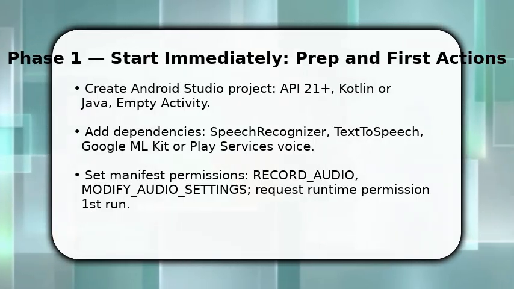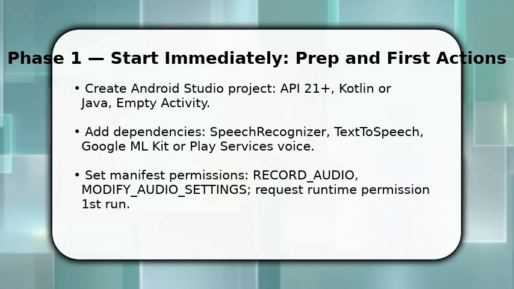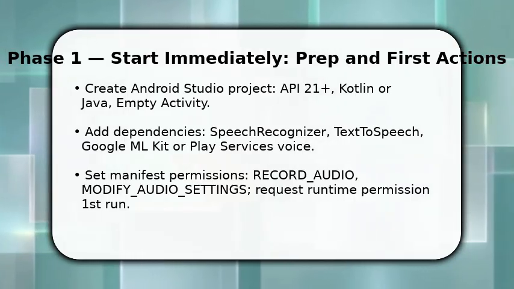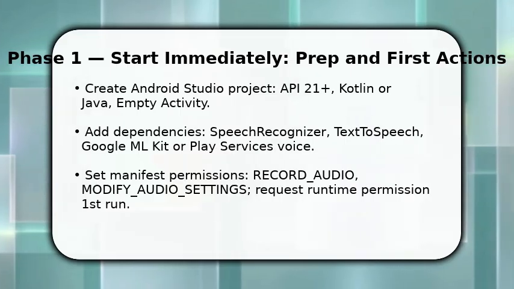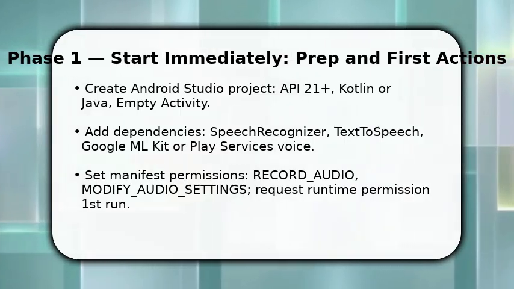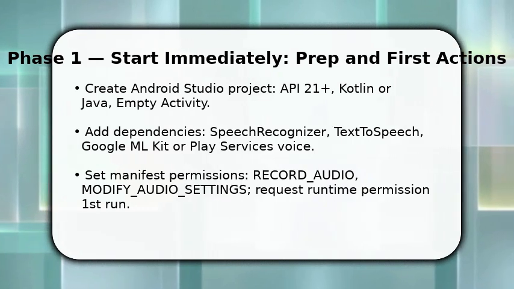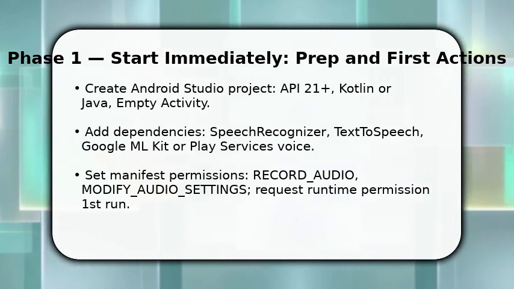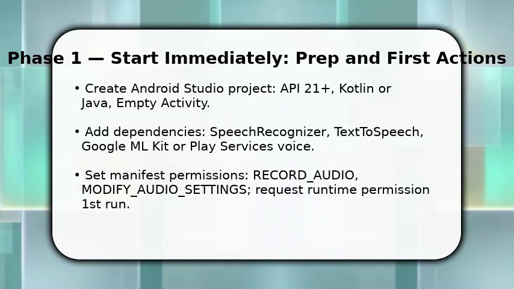Make sure to add record audio and modify audio settings in the manifest and request that permission at runtime. Otherwise, your app will fail at the first microphone access. Then scaffold main activity with a basic UI button and permission guard so you can start listening immediately.